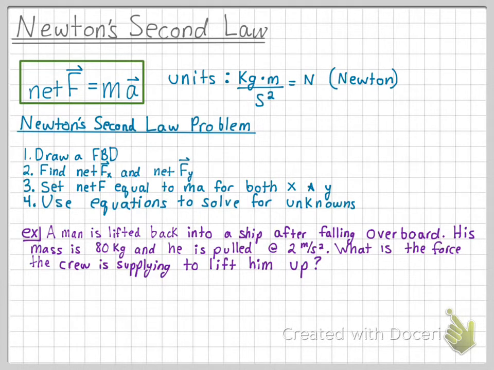So the first step is to draw a free body diagram. And we know that the man is lifted, so there's an upward tension force, okay? We also know that he is on Earth, so he has a weight. And the equation for weight is mass times gravity. That is why we call the weight force also the force due to gravity. So perfect. Now we have our free body diagram.